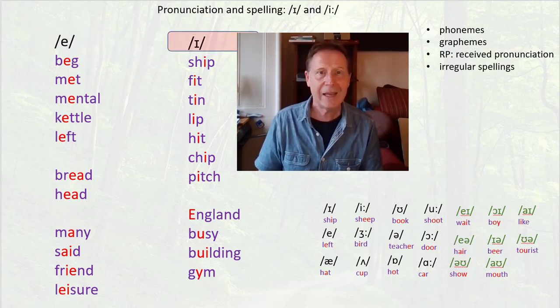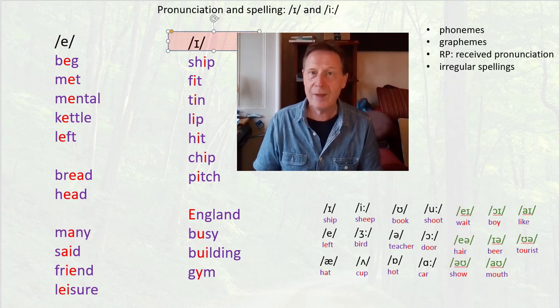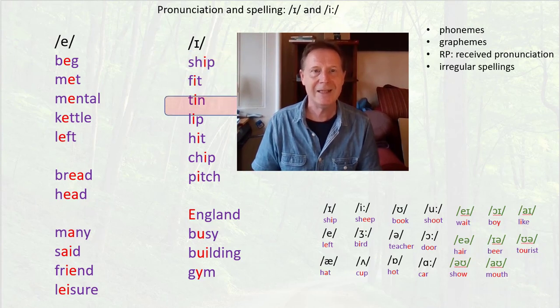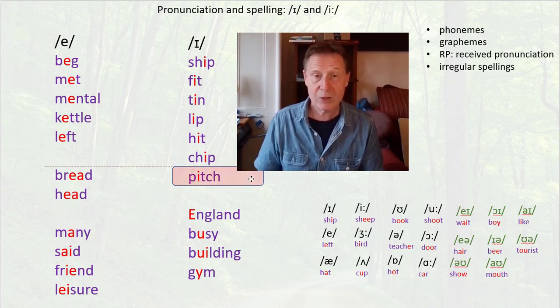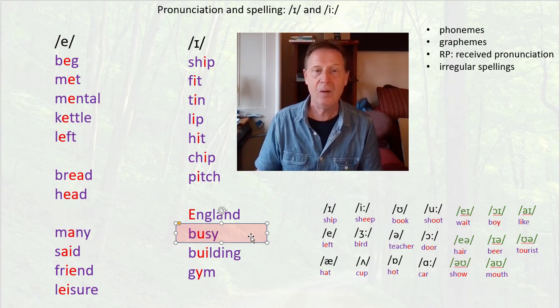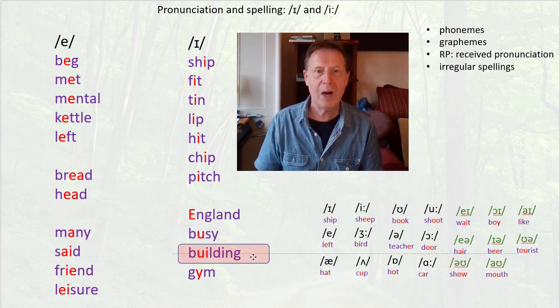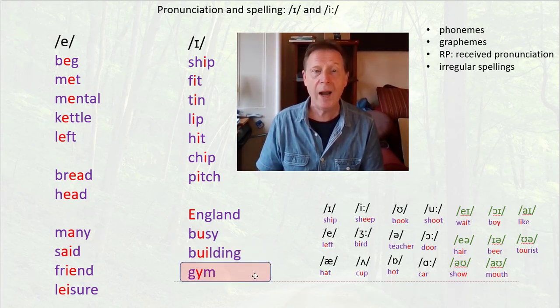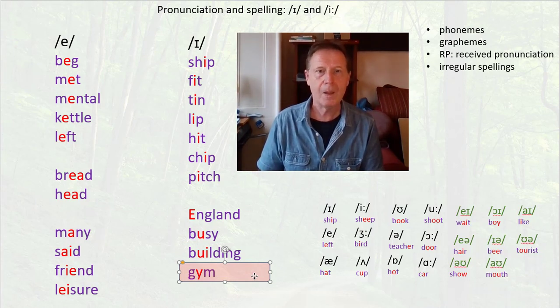Now the next phoneme is I, and the normal spelling for this phoneme is the letter I. For example, ship, fit, tin, lip, hit, chip, and pitch. The irregular spellings are, for example, the letter E in England or English, and the letter U as in busy or business, the letter UI as in building or build, and sometimes the word is spelled with a Y as in gym. So, the most common spelling is the letter I for the phoneme I.